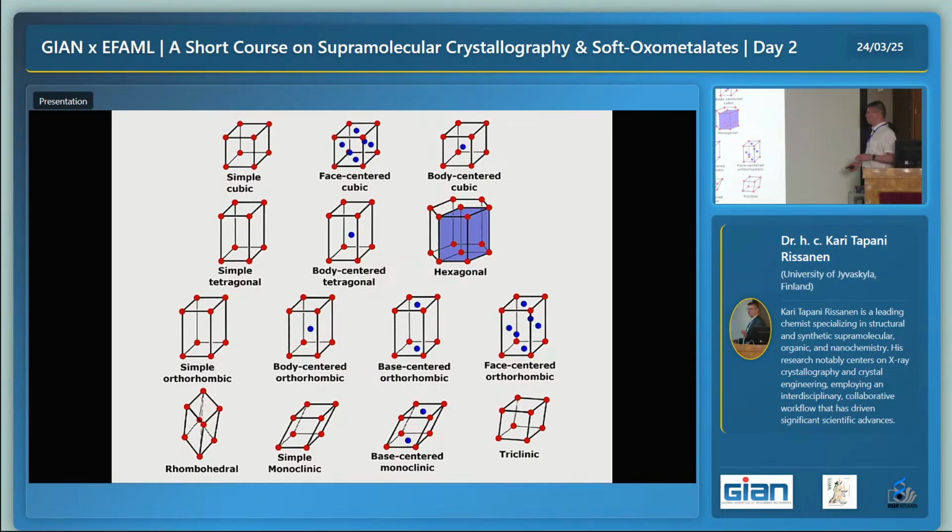So we can't do this. But in a monoclinic case, we have 2 options. We have a simple monoclinic, where all the lattice points are in the corners, or we have a base-centered one, where we can add 1 additional lattice point in one of the faces. And as I told you earlier, it's typically agreed to be on the C side. So this is C-centered. So in the monoclinic, we have 2 options.